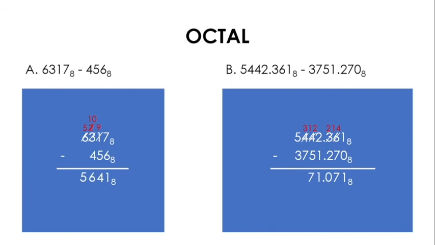We cannot subtract 3 to 7, so we'll borrow 8 from the next digit. Now we have 11. 11 minus 7 is 4. 4 minus 3 is 1. So the answer for this example is 1471.071 octal.